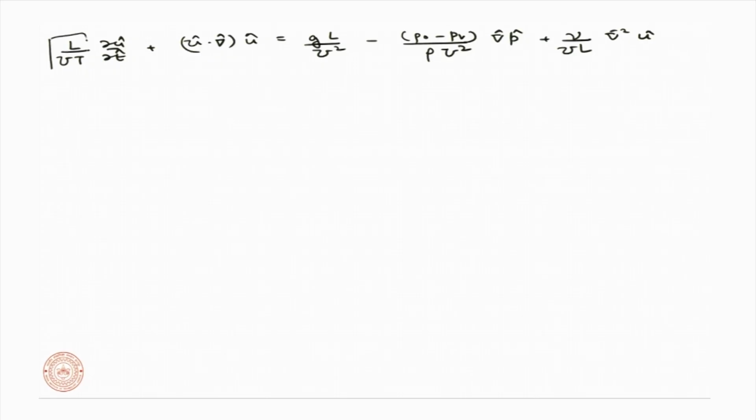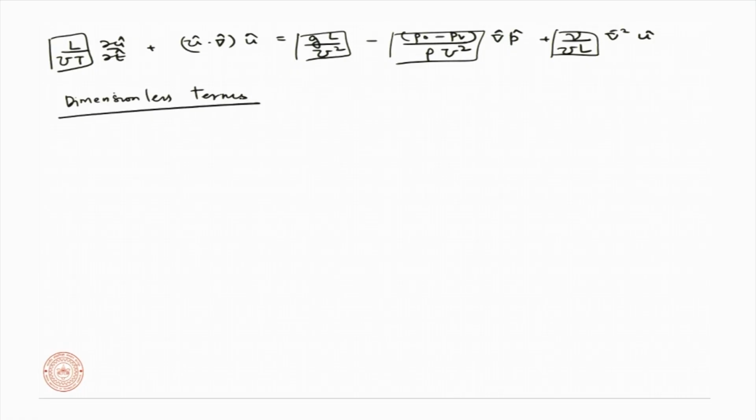Now, we have several terms which we can consider. All of these terms are some dimensionless terms. So, what are these dimensionless terms? The first one is L over U T. This is called the Strouhal number, or S, and that gives us a ratio of the Eulerian inertia, that is the transient term, to the convective inertia.